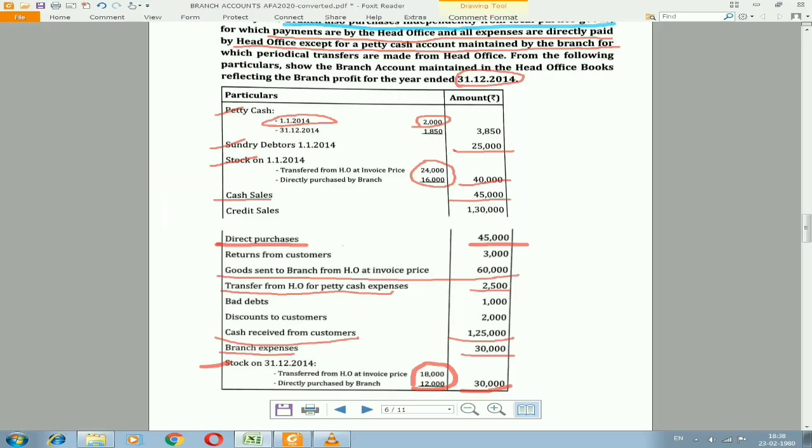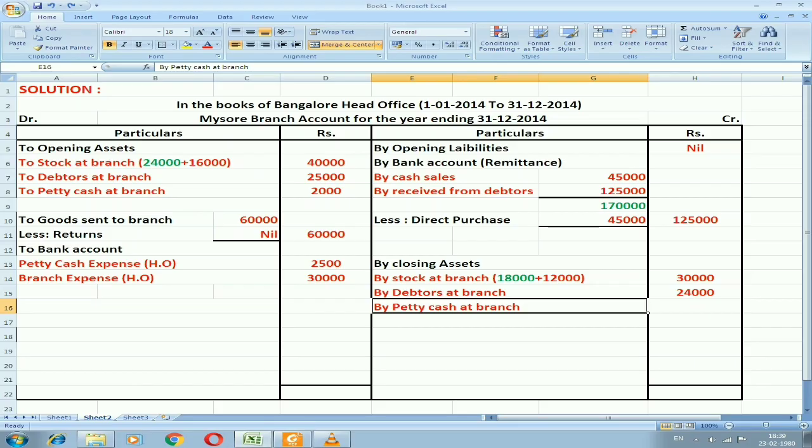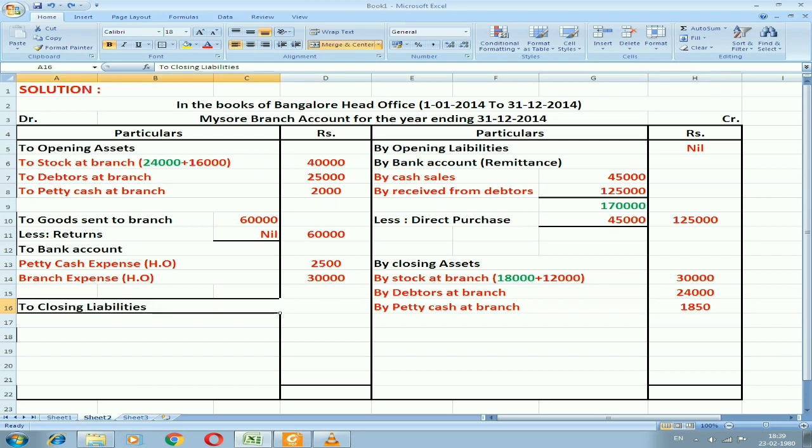Next, we need to record petty cash. We have it at the start itself with the closing date, with the amount of rupees 1,850. Petty cash at branch 1,850. After that, closing liabilities: we don't have any opening liabilities, so we will also not have any closing liabilities, that will also be nil. Next entry is the stock reserve account.